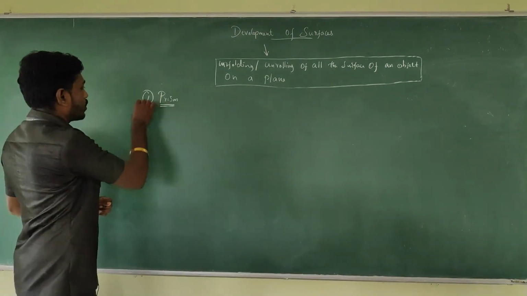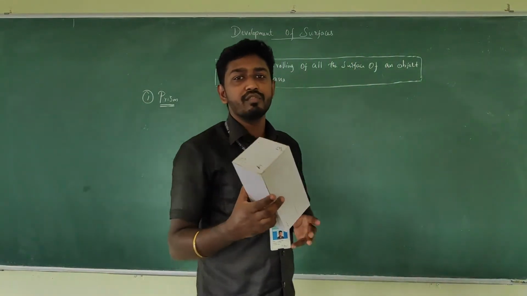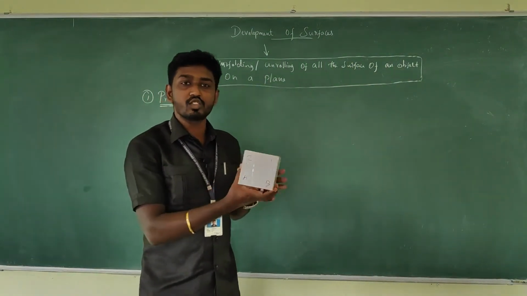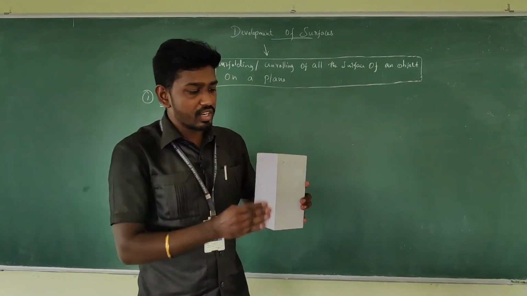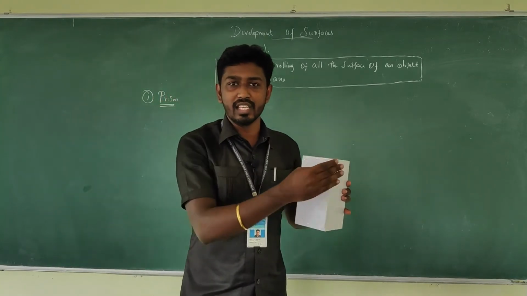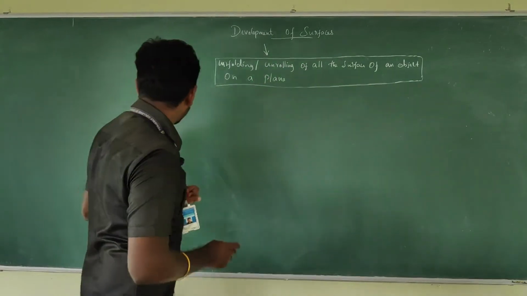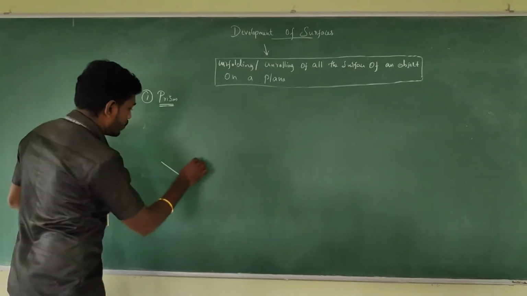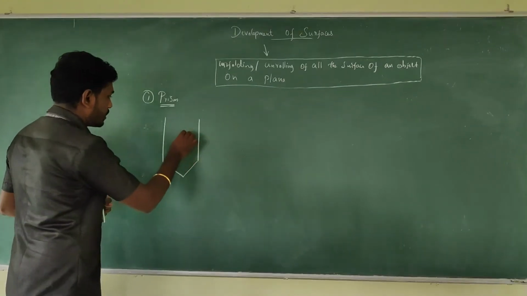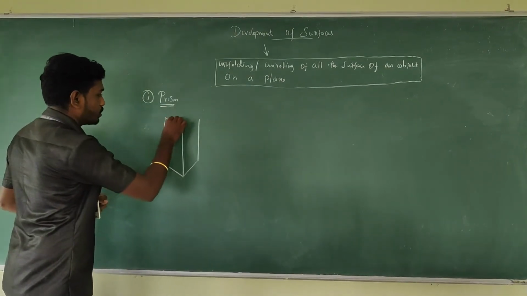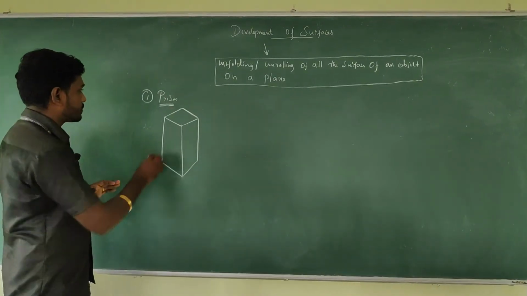First, I'm going to take a prism. Here I am going to take a square prism for the observation. This is a square prism. It has two bases, top base and bottom base. These are the rectangular faces. The square prism, in the 3D view, looks like this.